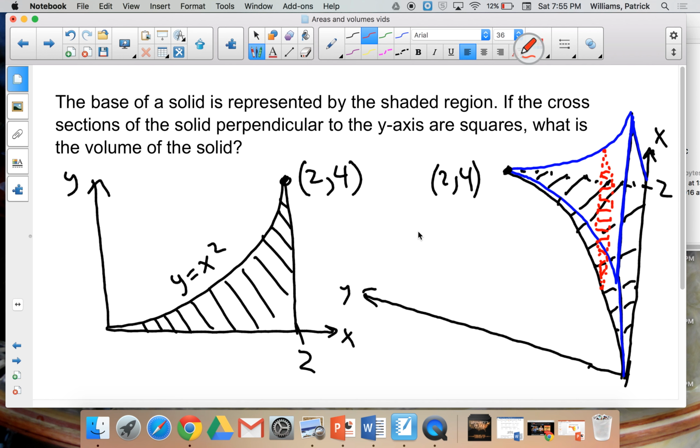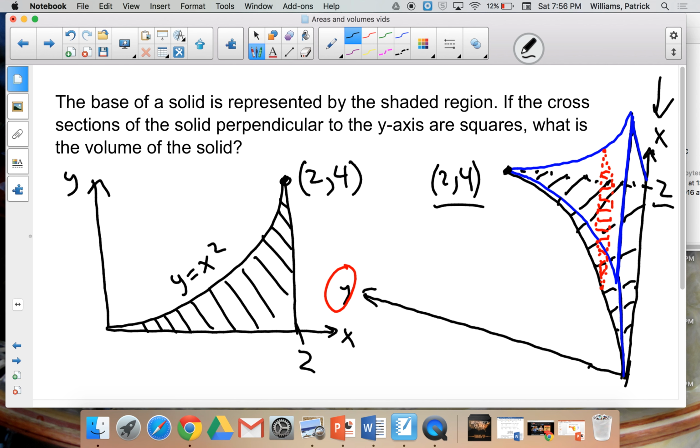So anyway, what we have in this case now is I have my y-axis right here. My x-axis is right here. I still have the point 2 and the point 2 comma 4. But now, again, this red section represents another square. And if I chop that red section perpendicular to the y-axis, again, I get a square. Okay? So in this case, my cross section is going to be dictated by this distance right here. So this distance is going to be a distance related to y stuff.